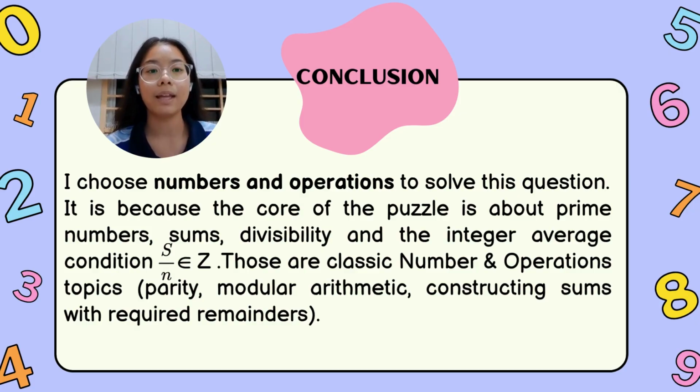In conclusion, I chose numbers and operations to solve this question. It is because the core of the puzzle is about numbers, sums, divisibility, and the integer average condition. S over n must be a whole number.